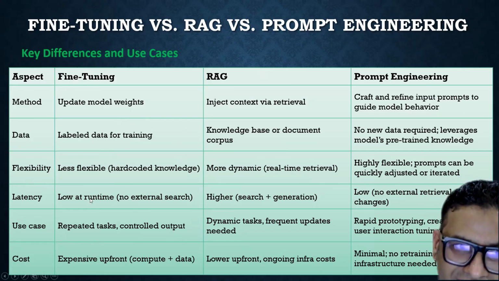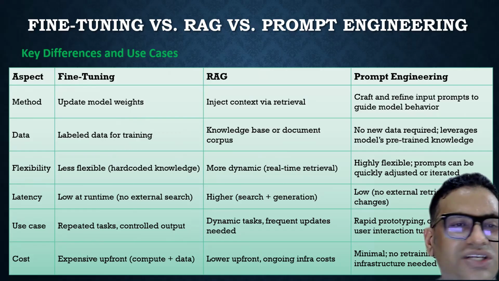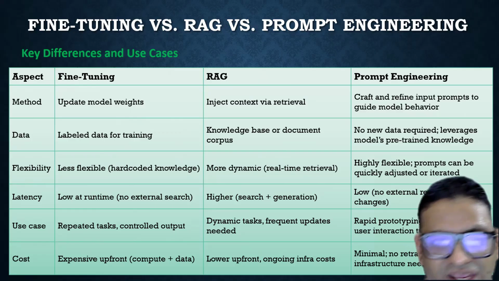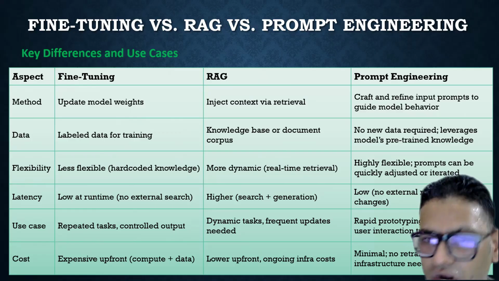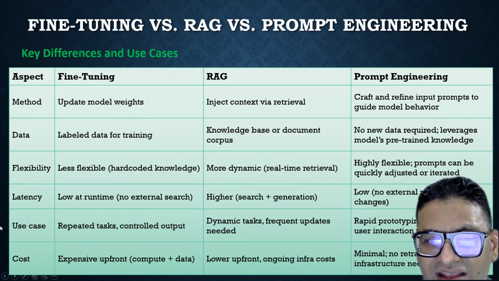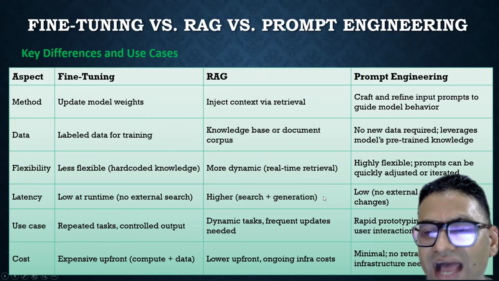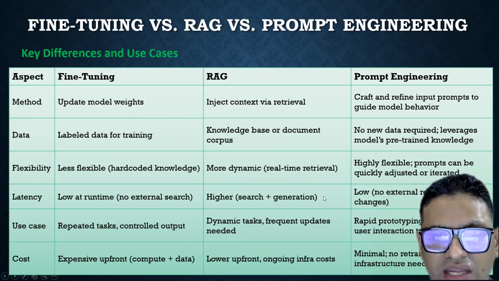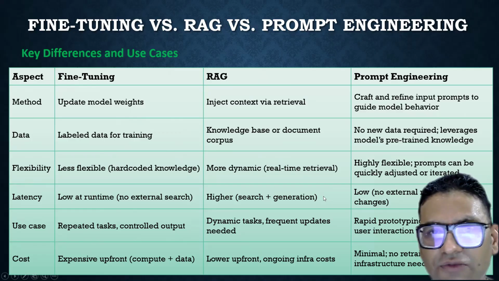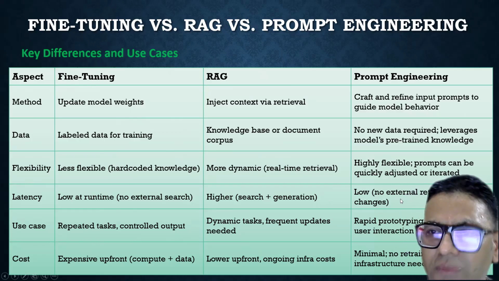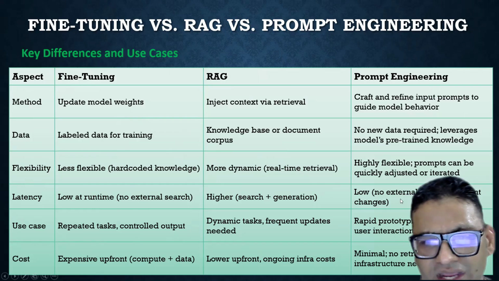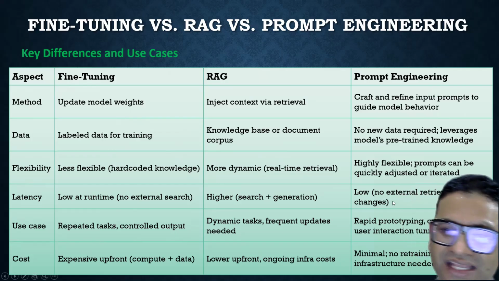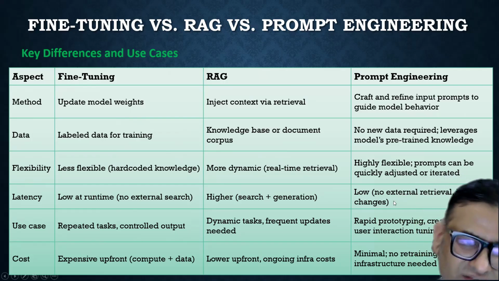Latency is low at runtime for fine tuning, because once you fine tune it, it's just going to behave the same way the large language model behaves, right? But RAG is going to be a little bit higher, because you have to create a context by pulling the information from the knowledge base. And prompt is again going to be very low, because it's pretty much the same as hitting the large language model without any extra lag.